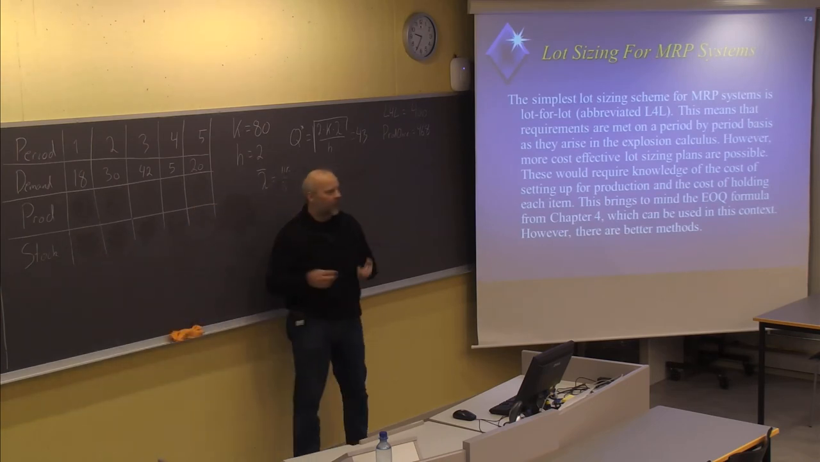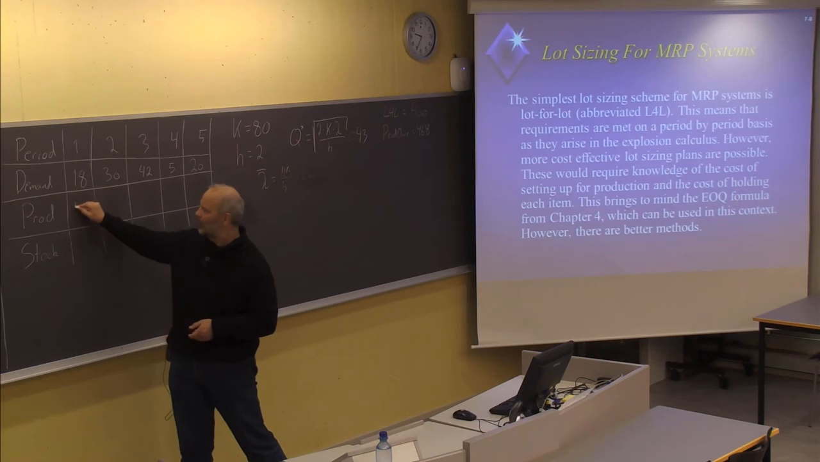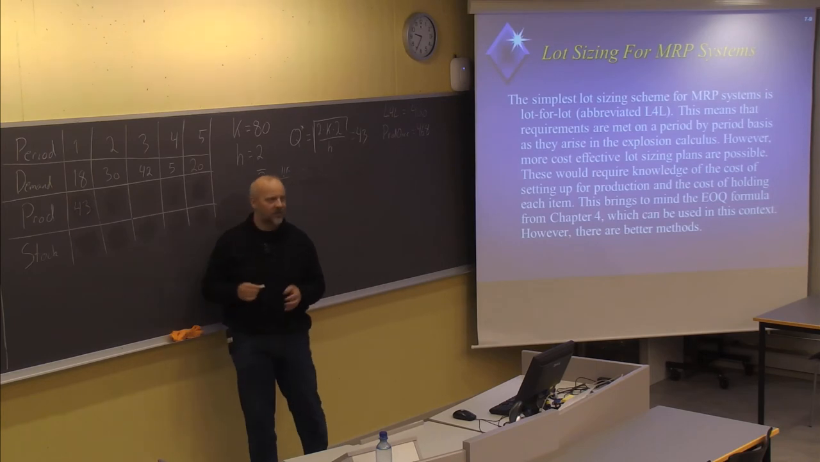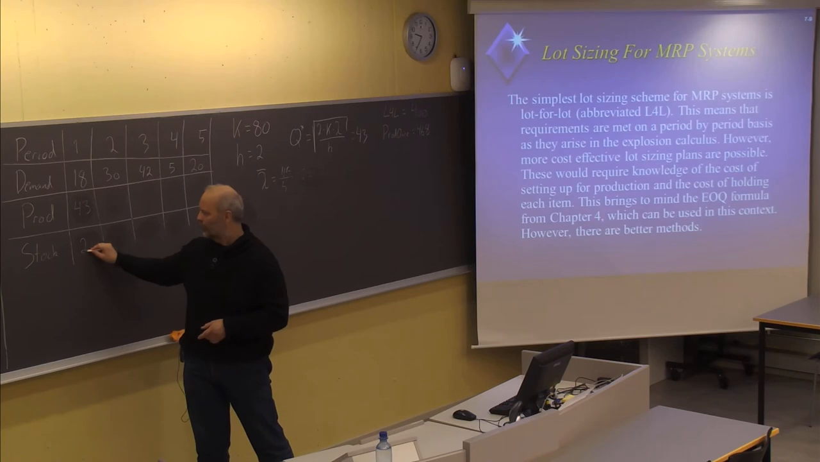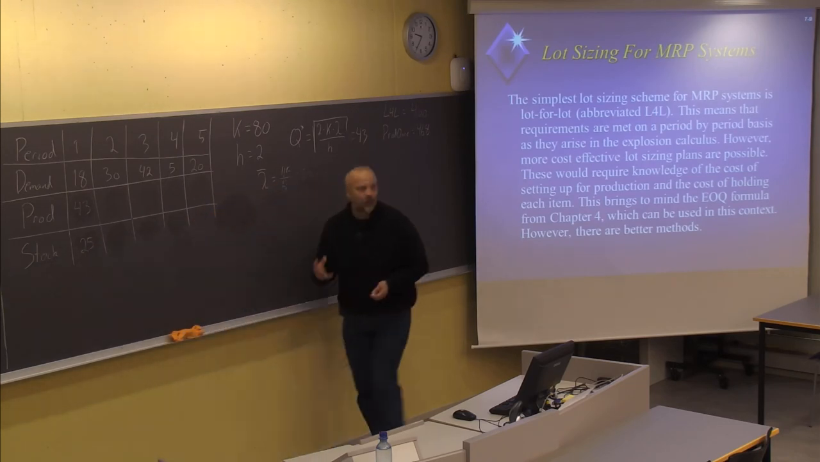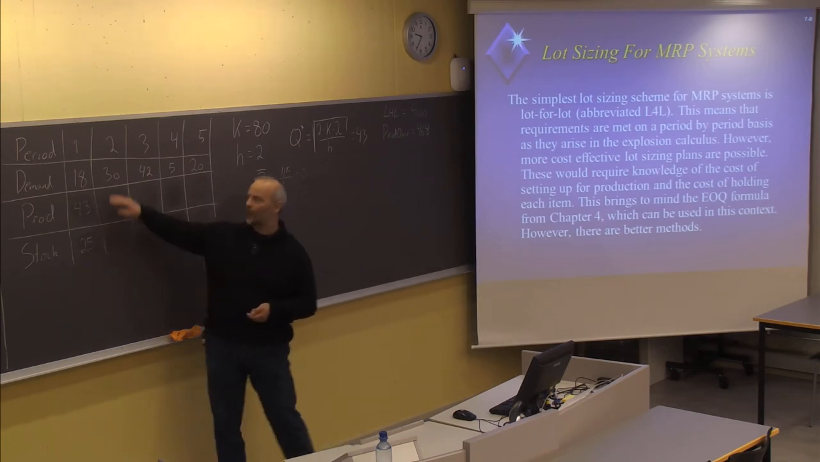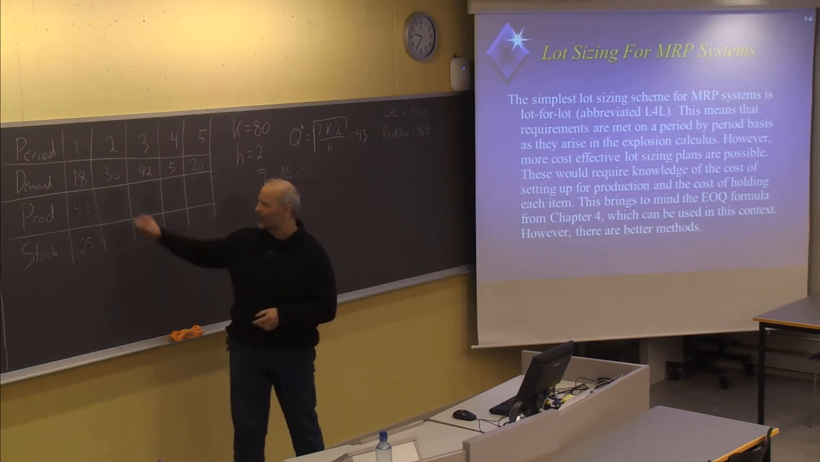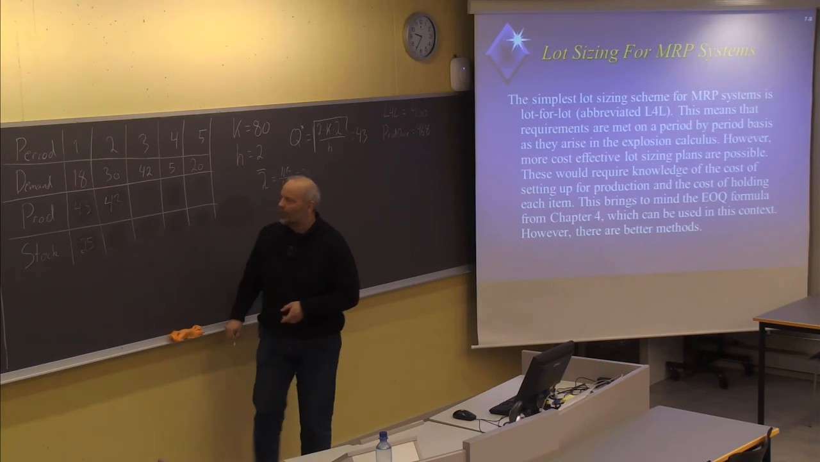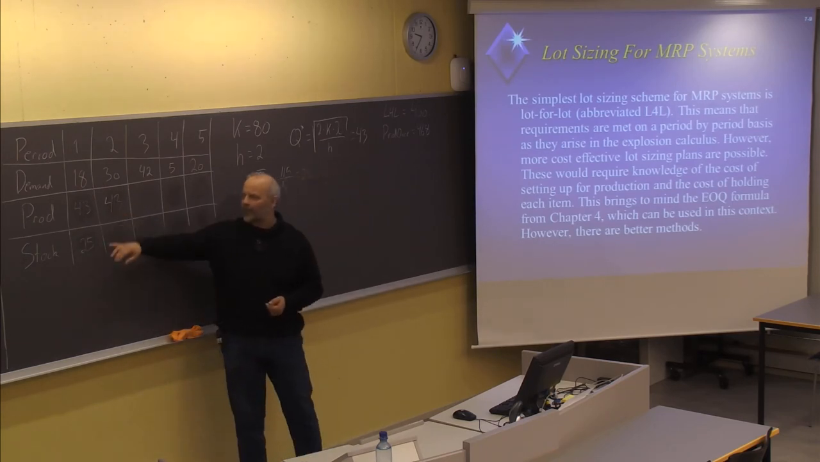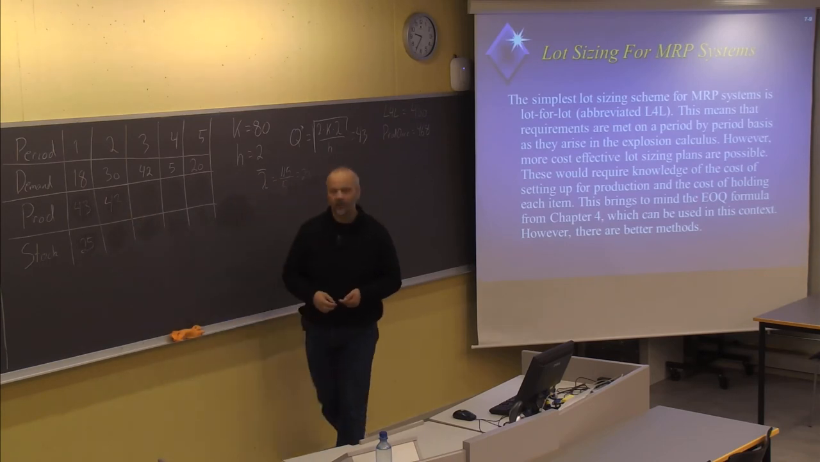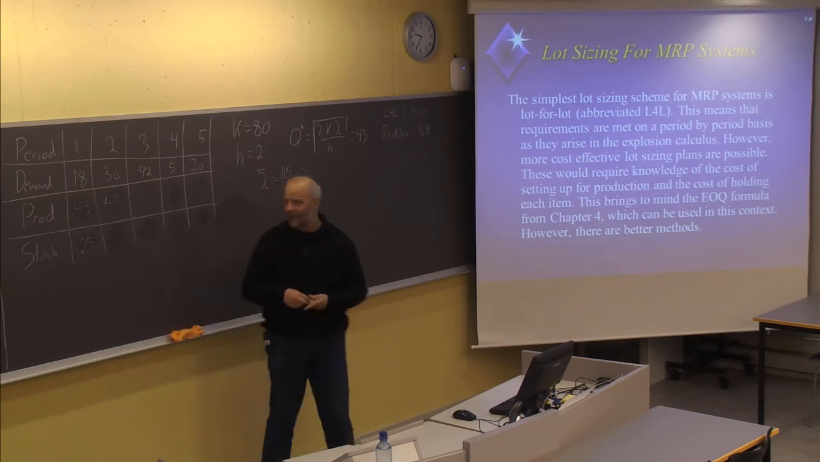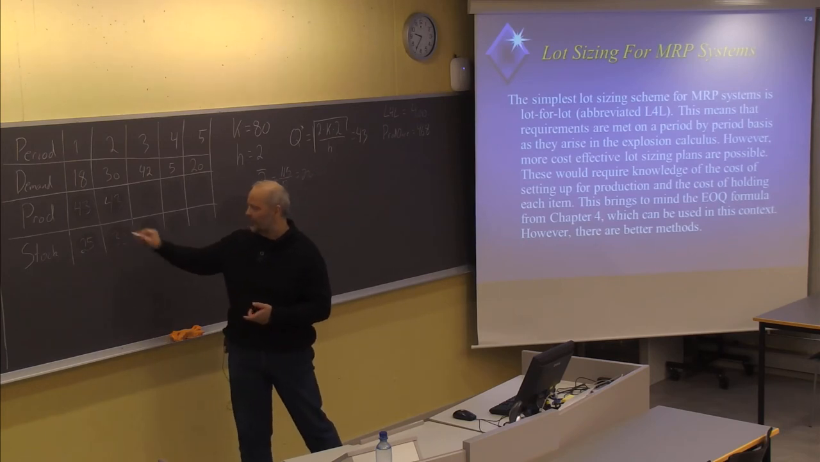Well, we start in period number one, 43. We have a demand of 18 in period number one, which means that you have 25 left. But 25 is not enough to meet the demand of 30 in period number two, which means that you need a new setup, a new production in that period. And then 43 plus 25 is 68, which you have available in that period. You have a demand of 30, means that you have 38 left after this period.